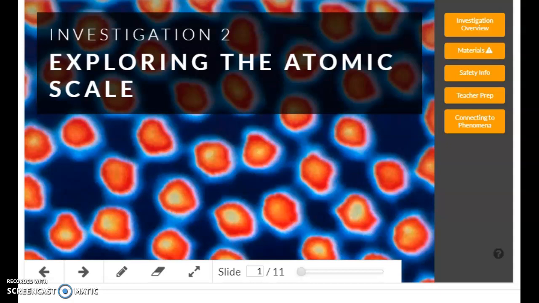All right, students. So today we are going to be jumping into investigation number 2, and we're going to be exploring the atomic scale. You're going to need a few materials today. So go ahead and grab your interactive student notebook, notebook 1 of 2, and have that open to page 11. We'll be going through pages 11 through 13. And you're also, if you have some foil at home, going to need that as well, and some scissors.